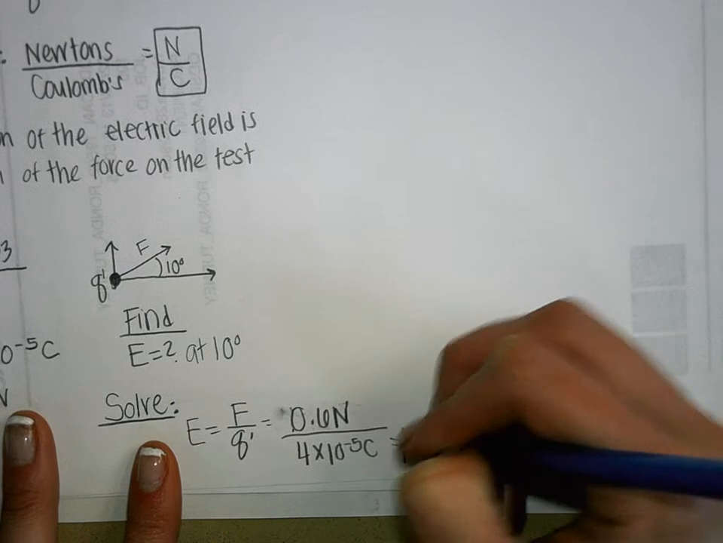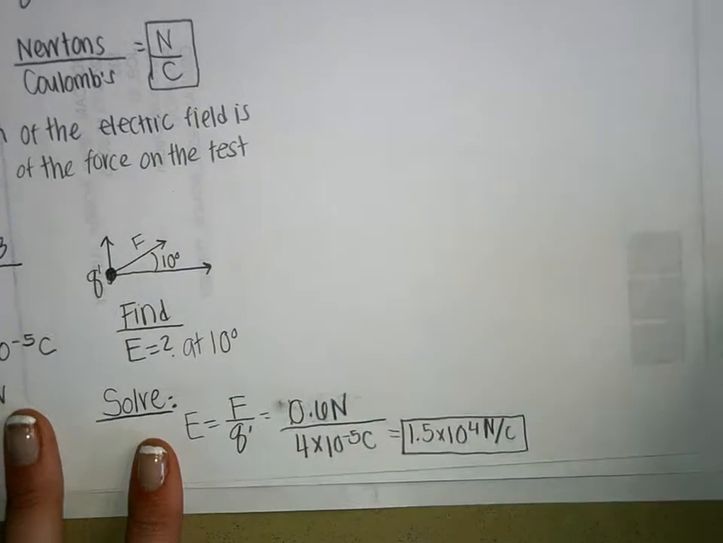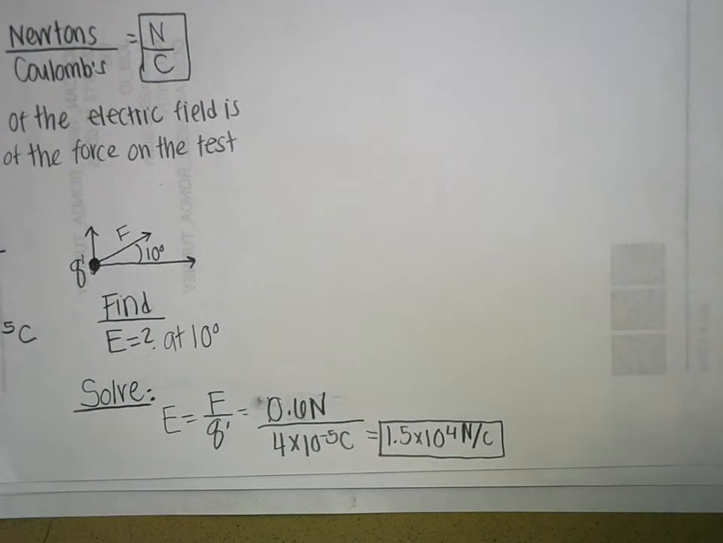newtons per coulomb. That is our value for our electric field. Are there any questions solving this problem? We could give you the charge and the electric field and ask you to find force, or give you the force and electric field and ask you to find the charge. Just basic, simple algebra rearranging the equation.